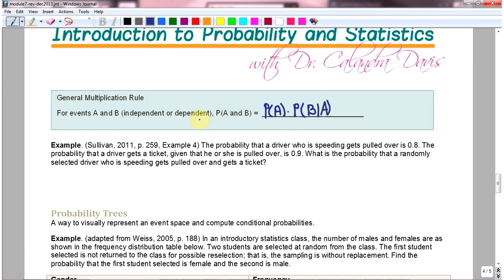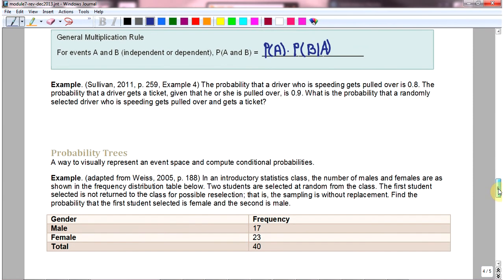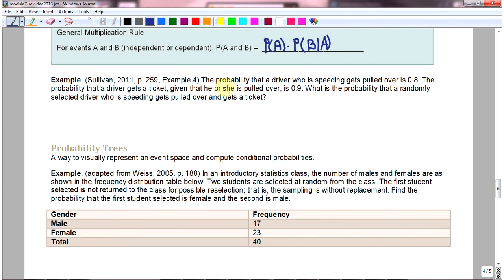Okay, we've seen that when they're independent, if A and B were independent, this probability would just be the product of probability of A times probability of B. But remember, we said if they're independent, the probability of B given A would just equal the probability of B. So this is our general multiplication rule that will always work. Okay, so keep that in mind as we do our next example.